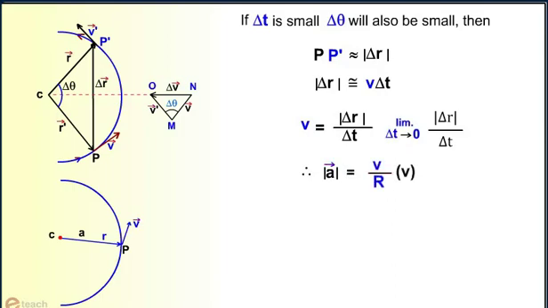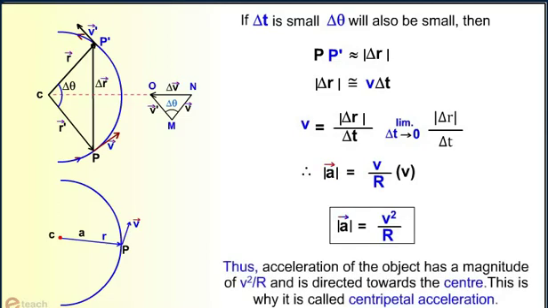Substituting v in the equation of acceleration, we get modulus of a equals v upon r into v. Thus, acceleration of the object has a magnitude v square divided by r and is directed towards the center. This is why it is called centripetal acceleration.